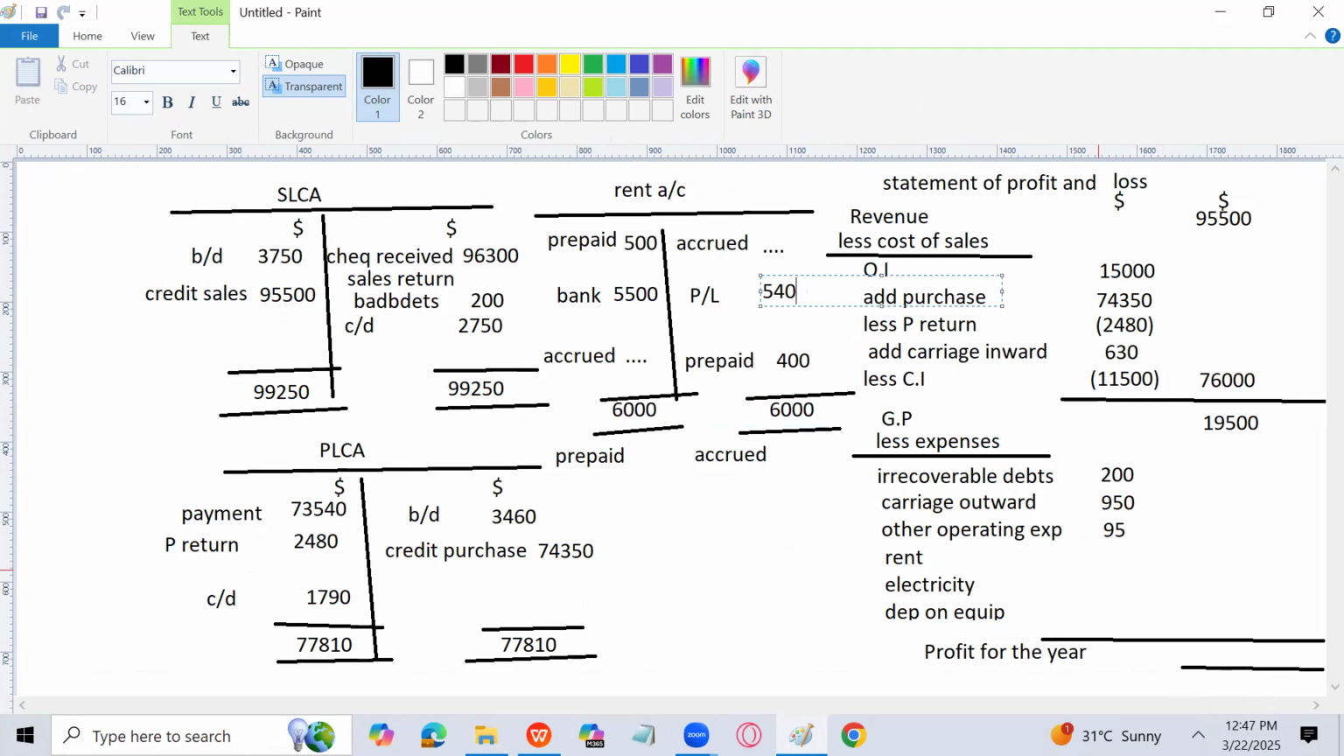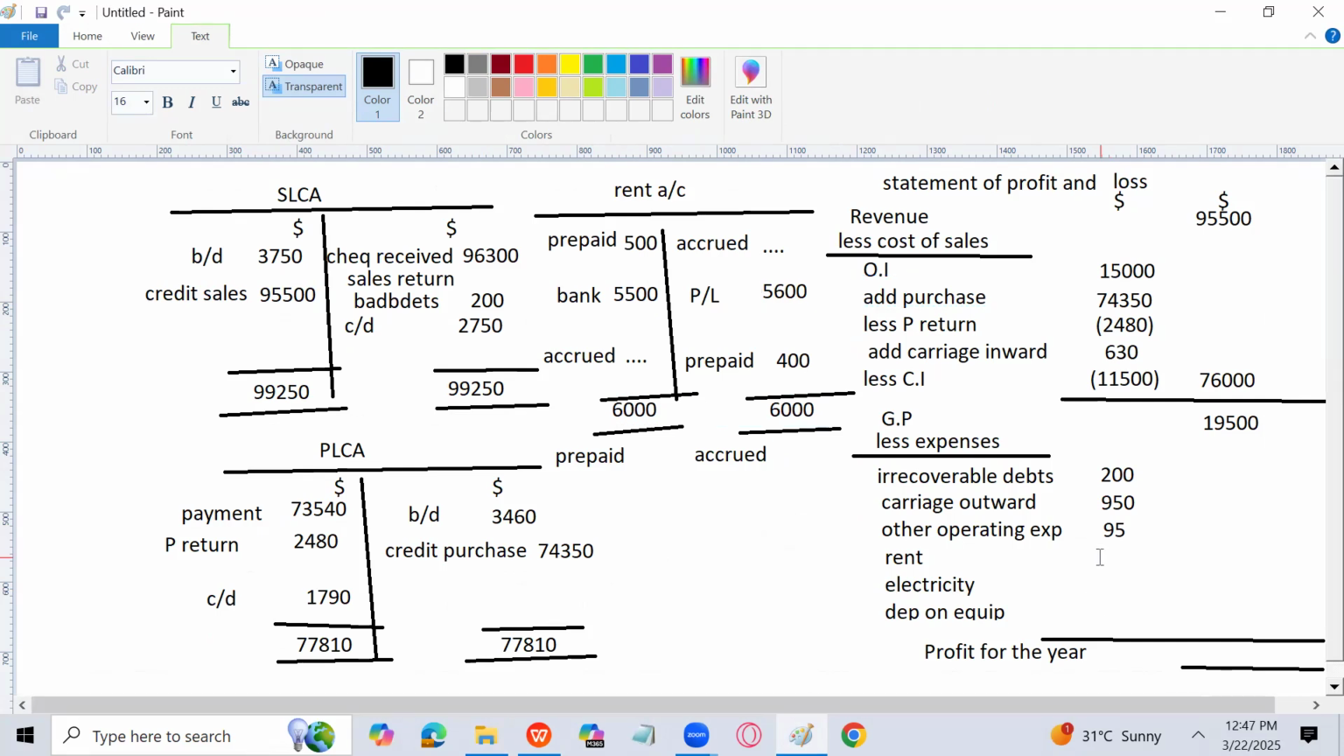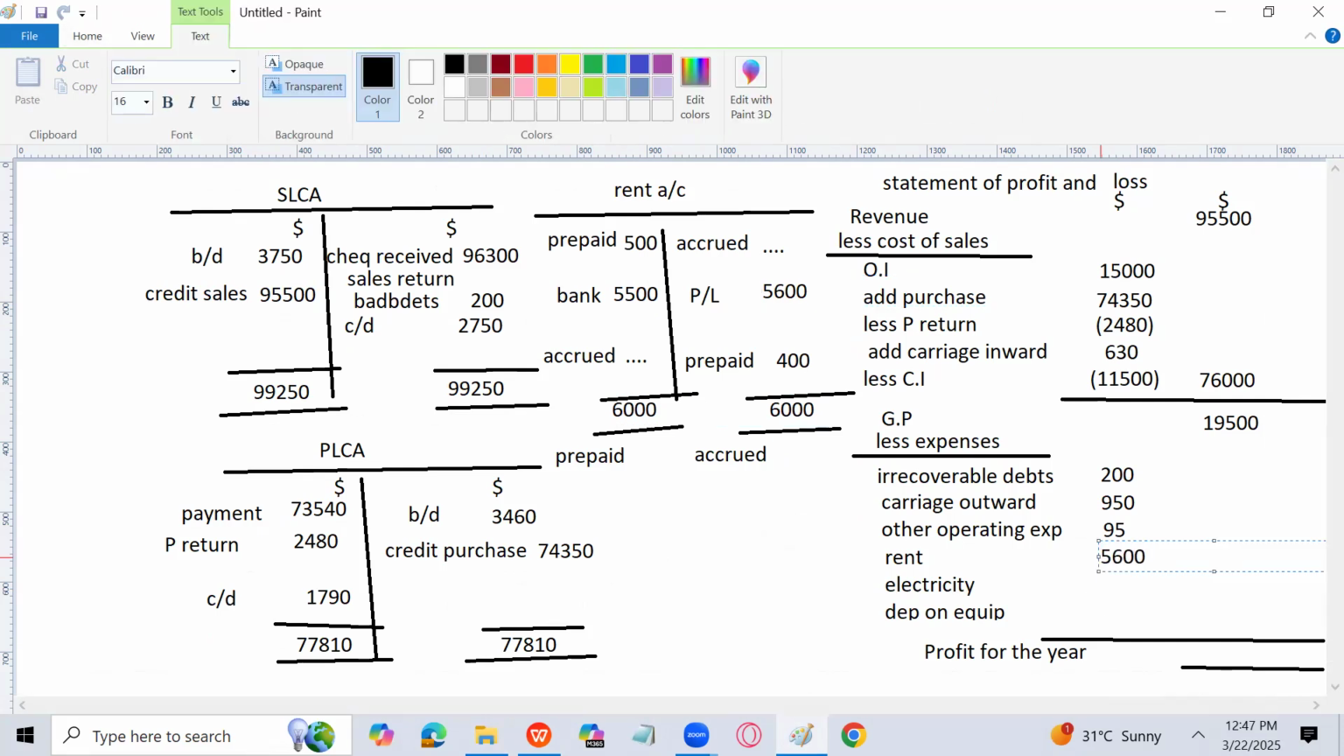5400. Oh, sorry, 5600. Yes. Or that will be written under the heading of expenses in the column of, in the row of rent expense. Sir, why haven't you written the paid figure, which is 5500? Why 5600? Oh, accounting is based on accrual concept. Accrual concept: expense is recorded in the period to which it relates, either it is paid or not.